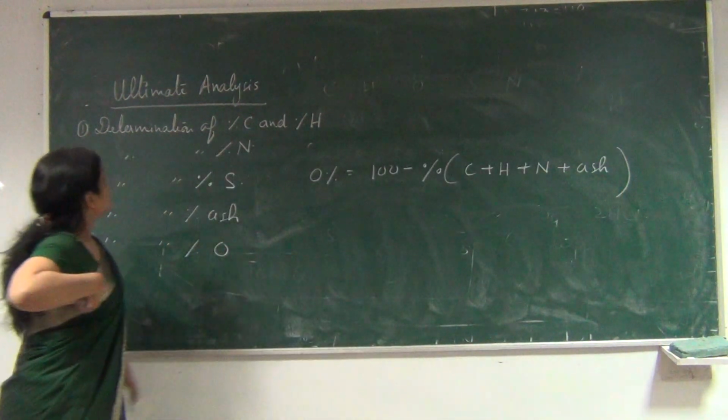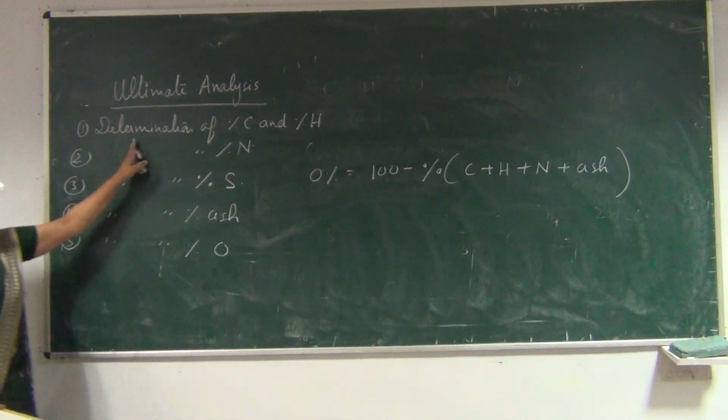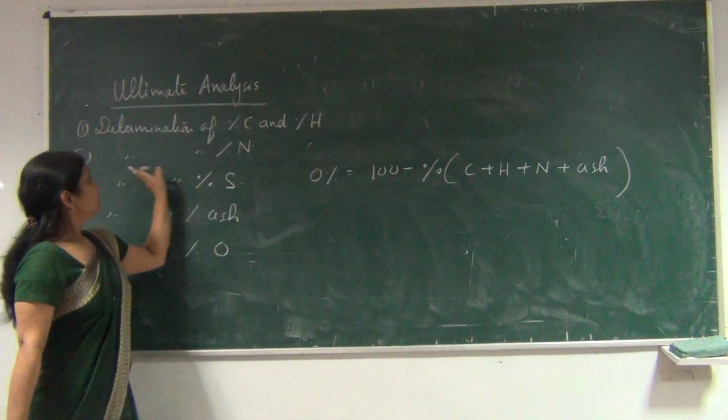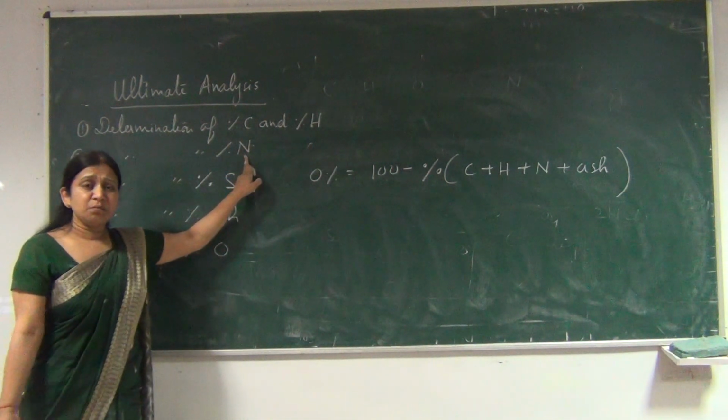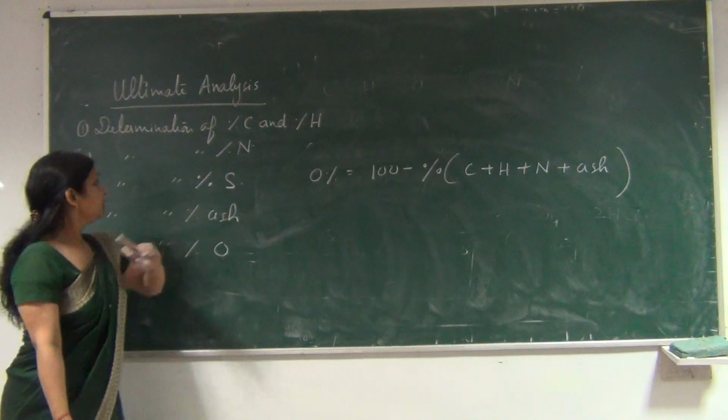So this is the ultimate analysis of coal. The first thing which we determine is carbon and hydrogen. Carbon is required, hydrogen is not required. The second is determination of nitrogen by Kjeldahl's method. Again, it is non-combustible, so it is not required in the fuel.